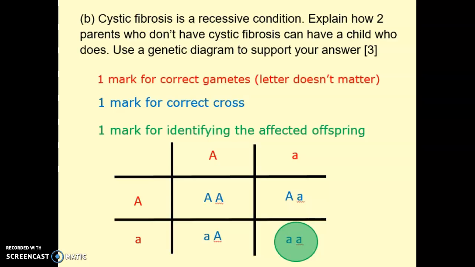The next question, again, tells you in the question, so it's a foundation question, that cystic fibrosis is a recessive condition, which, if you remember from your notes, means both versions of the allele must be present in order to have the condition.